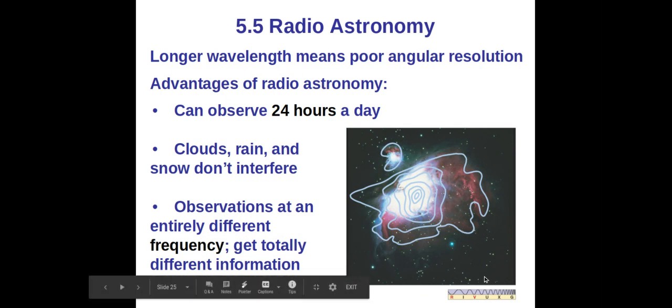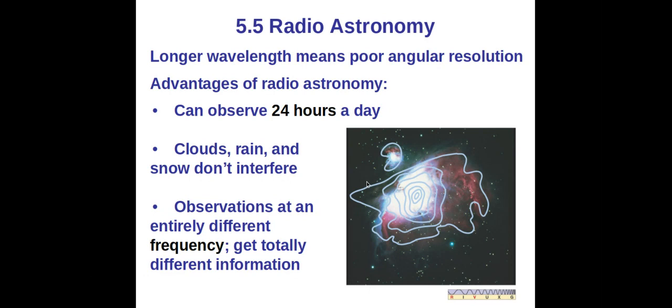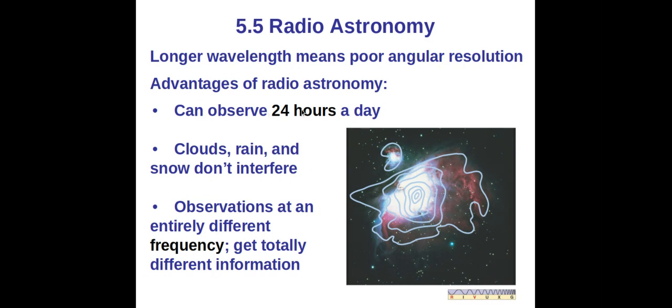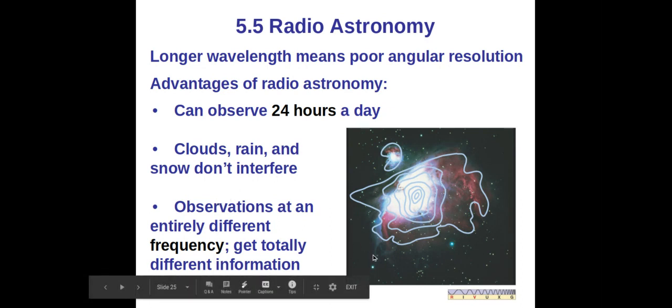But it gives us totally different information. So this down here is a visible light image with a radio image over the top of it. So these lines here are what you would get from the radio portion of this. And this is basically telling you that, hey, this is the center, this is where you're getting the most radio waves. The good thing about radio telescopes is it doesn't have to be dark. So you can do radio astronomy 24 hours a day. Doesn't matter if there are clouds, rain, snow, none of that gets in the way. And you get different information because you're looking at a different part of the spectrum.